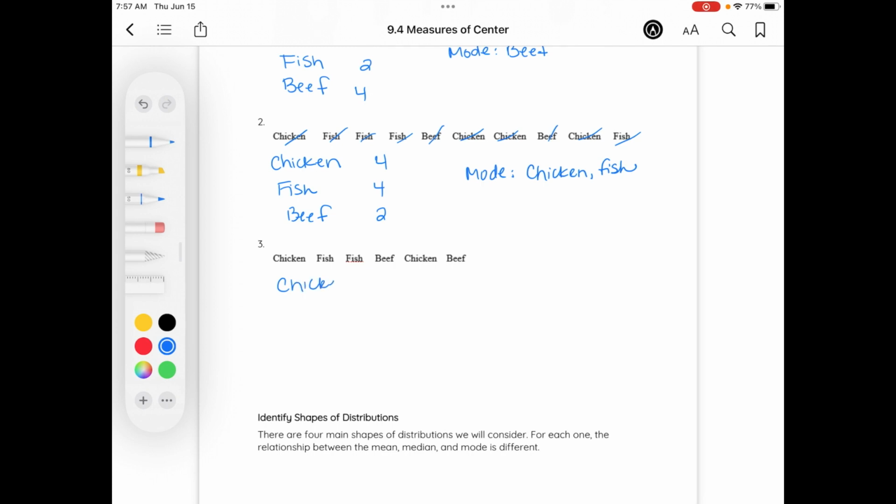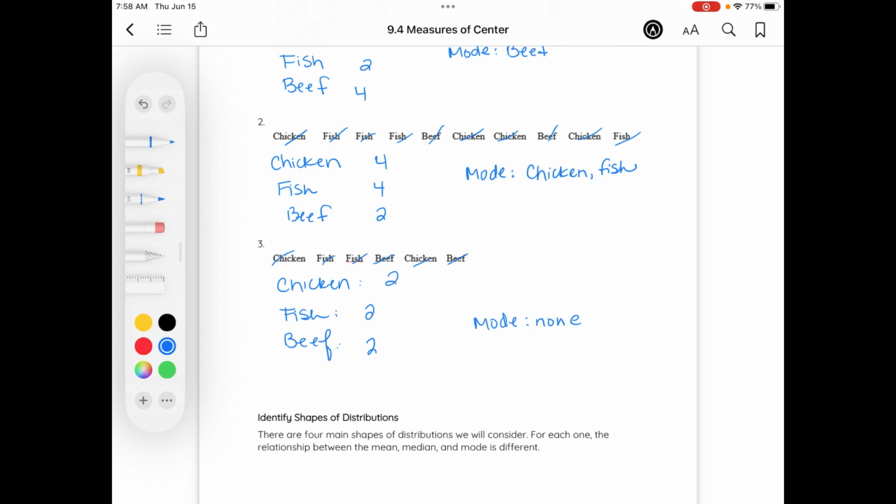And then my last one, I have chicken, fish, and beef again. Looks like I have 2 fish, 2 chicken, and 2 beef. So notice that all of our values are the same. So there is no mode.